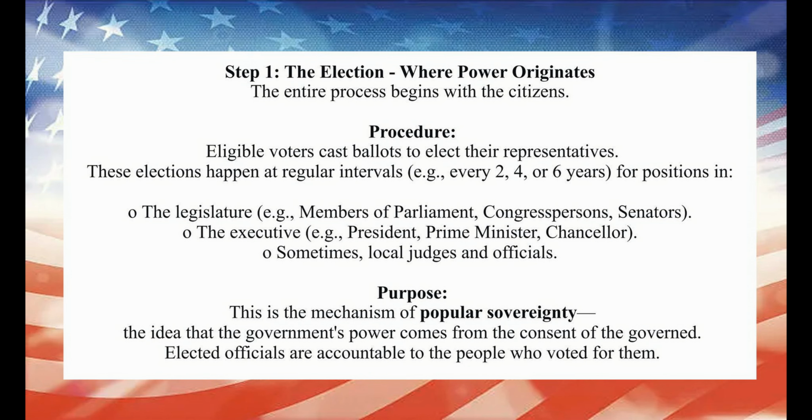Step 1. The election, where power originates. The entire process begins with the citizens. Procedure: eligible voters cast ballots to elect their representatives. These elections happen at regular intervals, e.g., every 2, 4, or 6 years, for positions in the legislature, e.g., members of parliament, congresspersons, senators; the executive, e.g., president, prime minister, chancellor; sometimes local judges and officials. Purpose: this is the mechanism of popular sovereignty, the idea that the government's power comes from the consent of the governed. Elected officials are accountable to the people who voted for them.